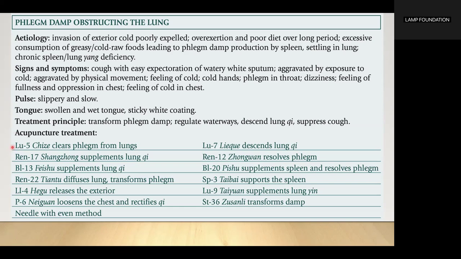Acupuncture treatment: we use Lung 5 to clear phlegm from the lungs, Lung 7 to descend lung qi, Ren 17 to supplement lung qi, Ren 12 to resolve phlegm. Bladder 13 supplements lung qi, Bladder 20 supplements spleen and resolves phlegm. Ren 22 to diffuse lung and transform phlegm, Spleen 3 to support the spleen.